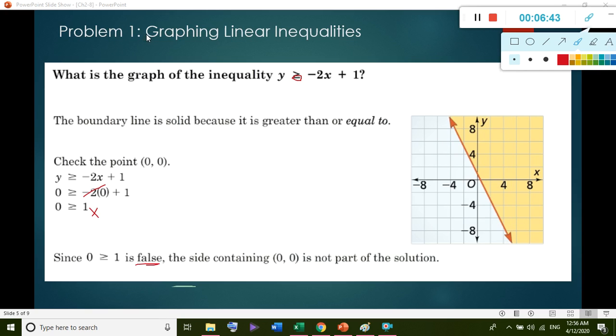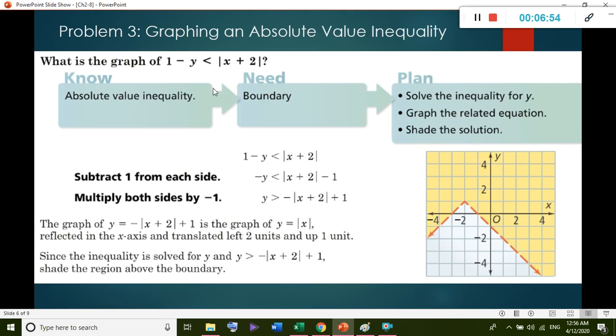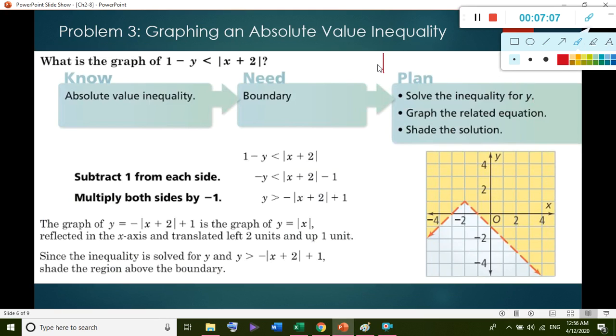Okay, up to here we're done with knowing how to graph linear inequalities and which part to shade, right? Now let's go for the second idea we have in this lesson, which is graphing an absolute value inequality. Now let's remember the graph for the absolute value. It was the V shape. Do you remember it? The solution is going to be a V shape, either downward, upward, to the left, or to the right. So now let's check this question.